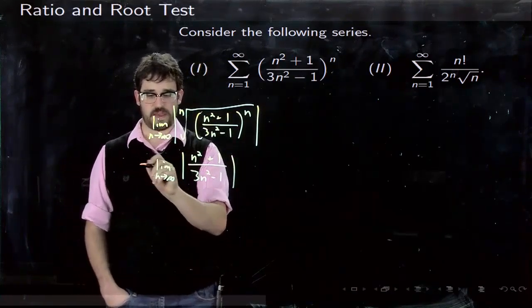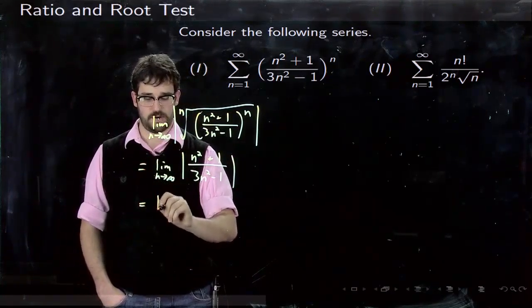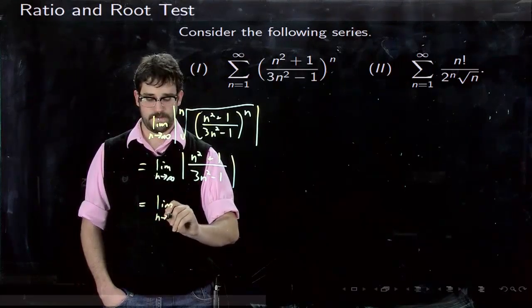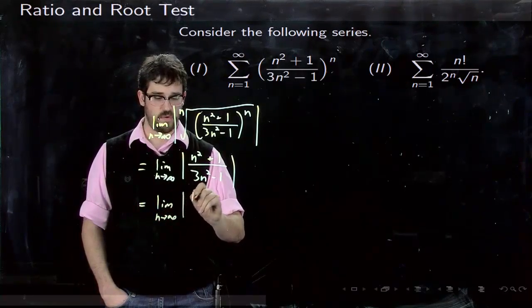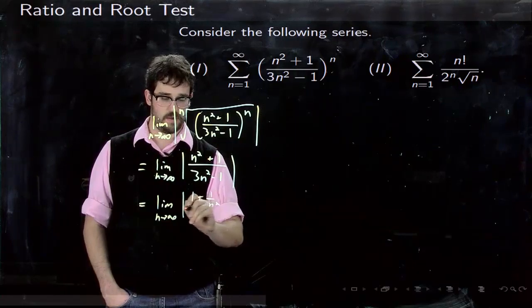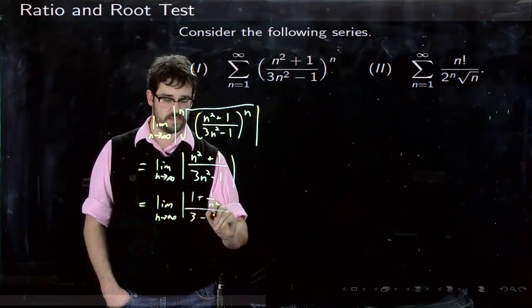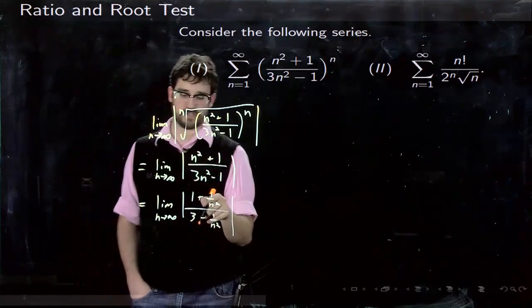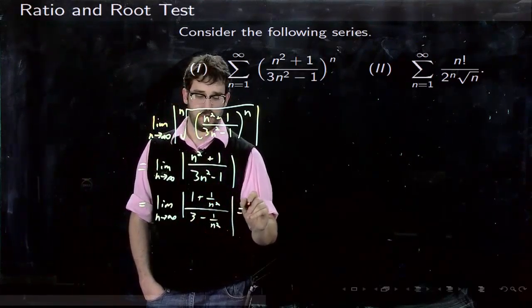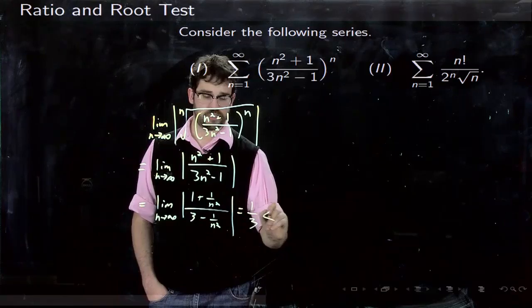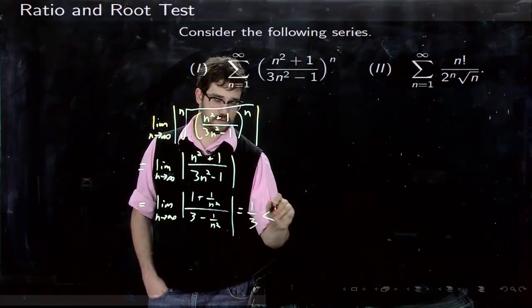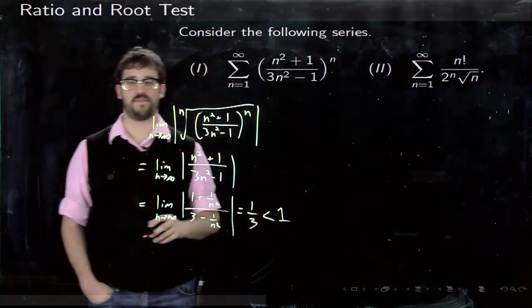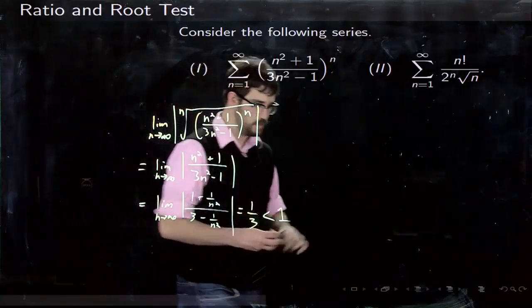Let's divide everything out by n squared, and we get the absolute value of 1 plus 1 over n squared over 3 minus 1 over n squared, which this part goes to 0, this part goes to 0. We're going to get 1/3, which is always less than 1. Therefore, we have absolute convergence here.